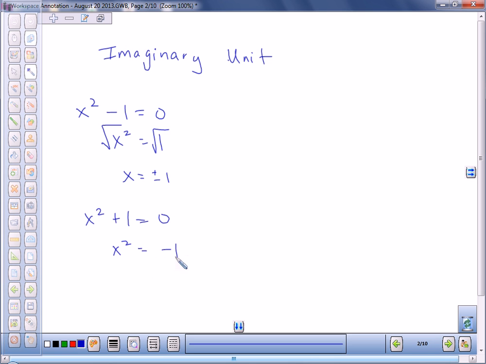And now when we go to take the square root, we ran into some issues, because the square root of -1, until now, wasn't defined. Now we're going to define the square root of -1. The square root of -1 is called i, the imaginary unit. i is defined as the square root of -1. So that is our imaginary unit, i.